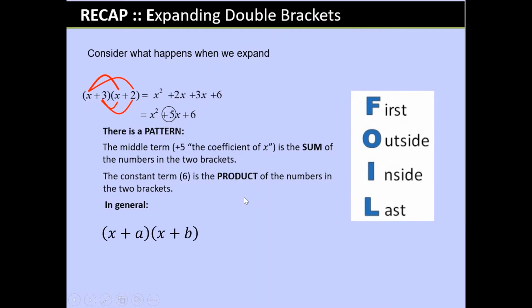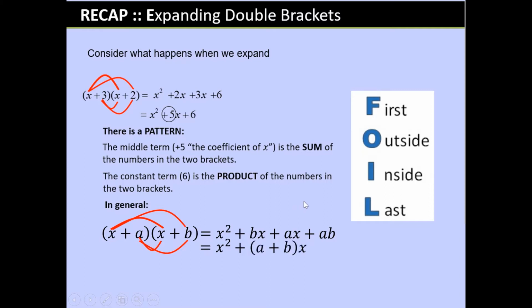So in general, we can say that if I've got x plus a and x plus b, and I want to expand this using the FOIL method, x times x will give me x squared, x times b will give me positive bx, likewise a times x will give me positive ax, and a times b will give me plus ab. And in this case, if I quickly factor x out of the middle term, I will get x squared plus (a plus b) into x, and then plus ab.